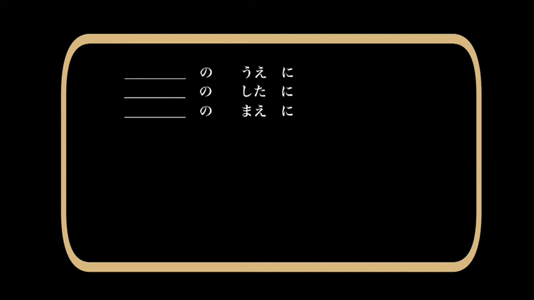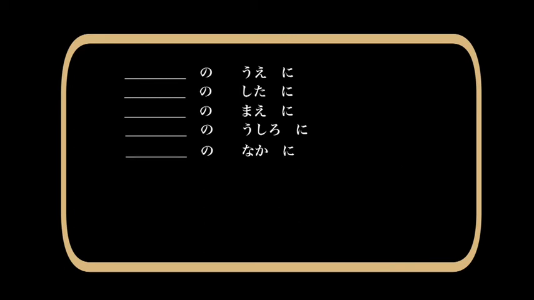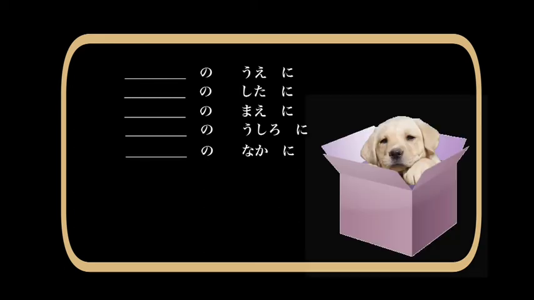No ushiro ni, behind. Ki no ushiro ni, kitsune ga imasu. There are foxes behind a tree. Naka, in or inside. Hako, meaning box. Hako no naka ni inu ga imasu. There's a dog in the box.